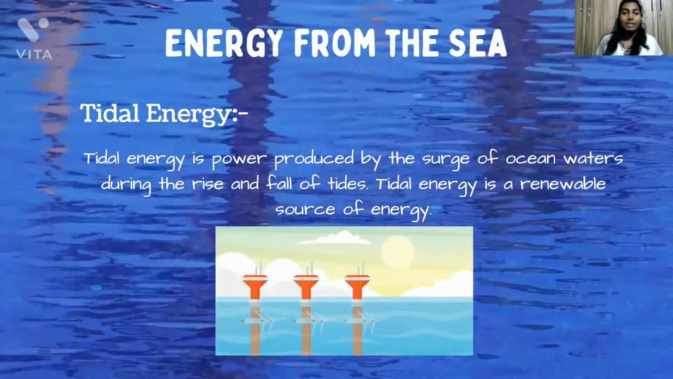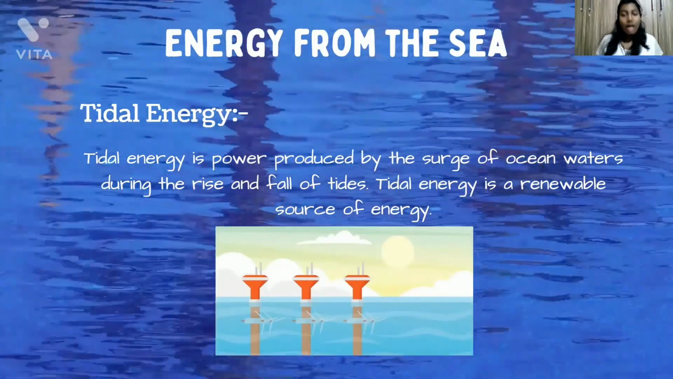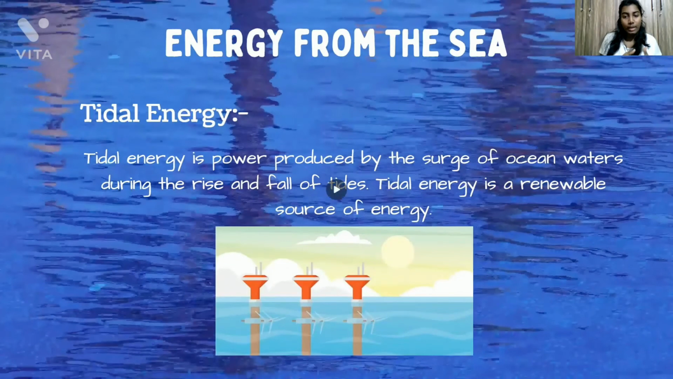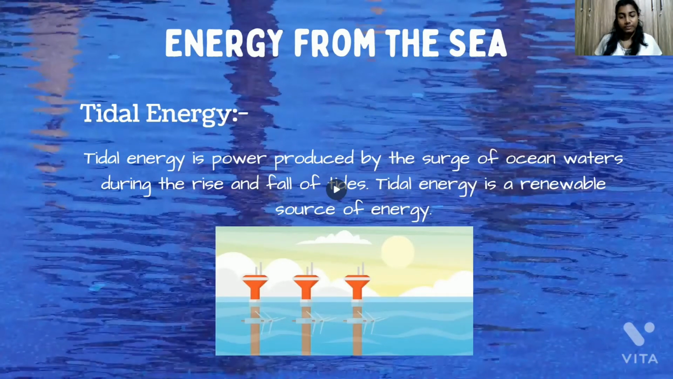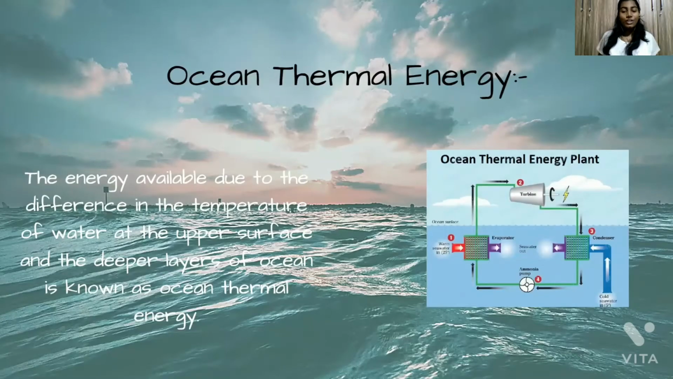Now we will be looking at some of the energy from the sea. The first one is tidal energy. This energy is harnessed by constructing a dam across a narrow opening to the sea. A turbine is fixed at the opening of the dam to convert the tidal energy into electricity. The difference in sea level gives us the tidal energy. Now we come to wave energy. Wave energy is the energy in which the kinetic energy possessed by waves near the shore can be trapped to produce electricity.